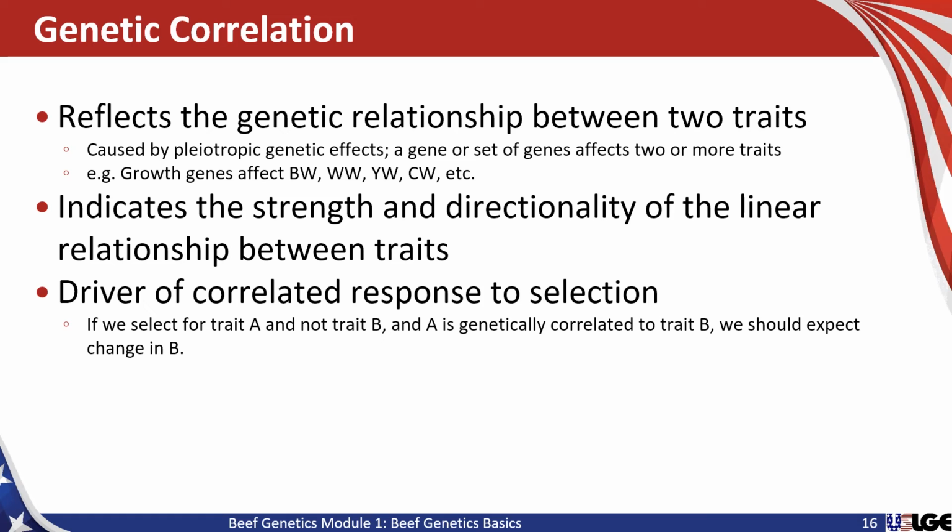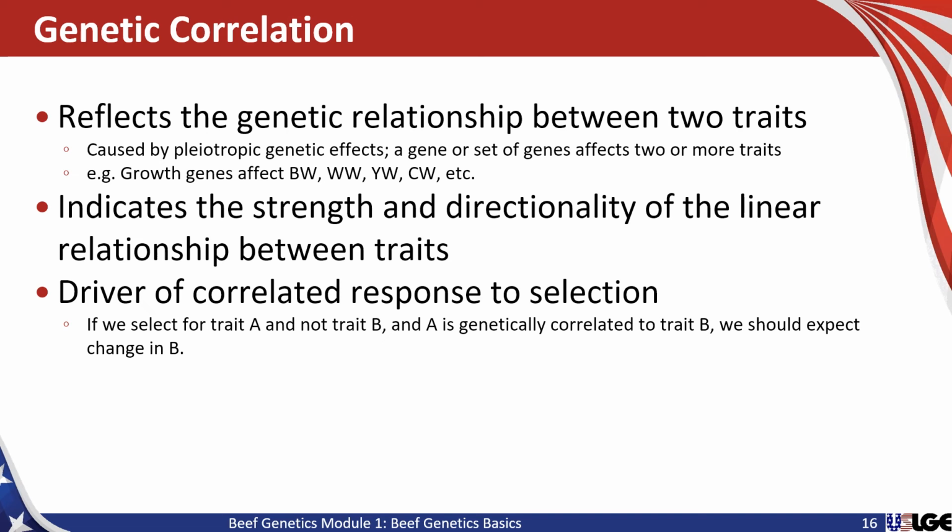Genetic correlations are another concept that's important to understand as we think about genetic evaluation systems. Genetic correlations reflect the relationship, more precisely the linear relationship between two traits. Genetic correlations are caused by pleiotropic genetic effects, or a gene or set of genes that affects 2 or more traits. So think about, as an example, the growth traits. So birth weight, weaning weight, yearling weight, carcass weight, all have strong positive genetic correlations between them, caused by an underlying set of growth genetics.